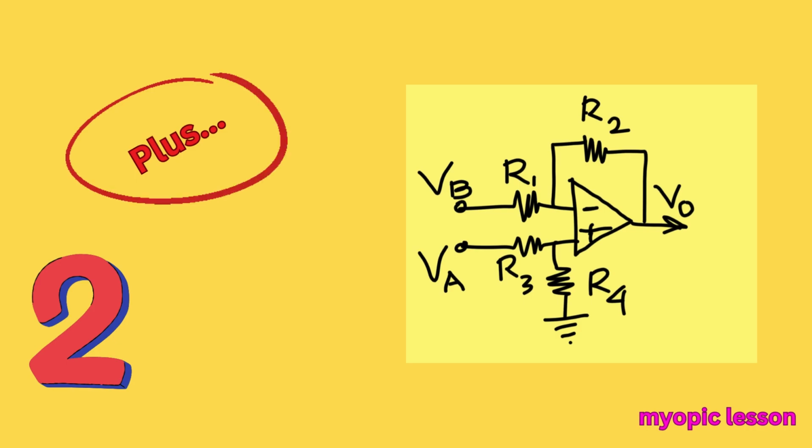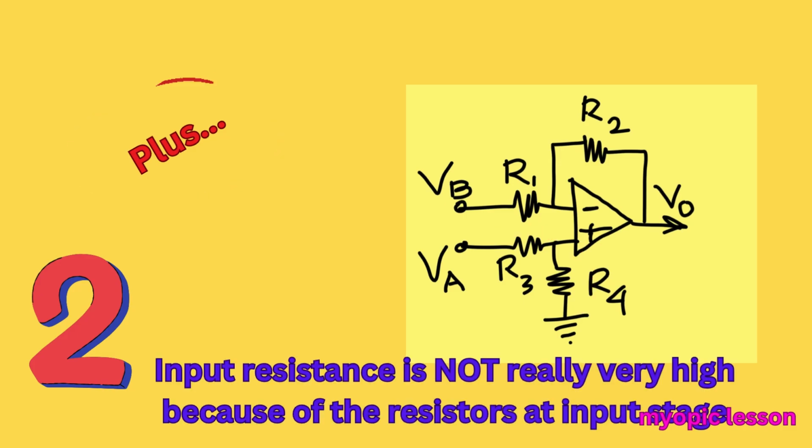The second problem of this arrangement is that input current at terminal B can flow between VB and V0 through R1 and R2. Similarly, input current at terminal A can flow between VA and ground through R3 and R4. Thus, the input resistance of the circuit is not as high as is expected.